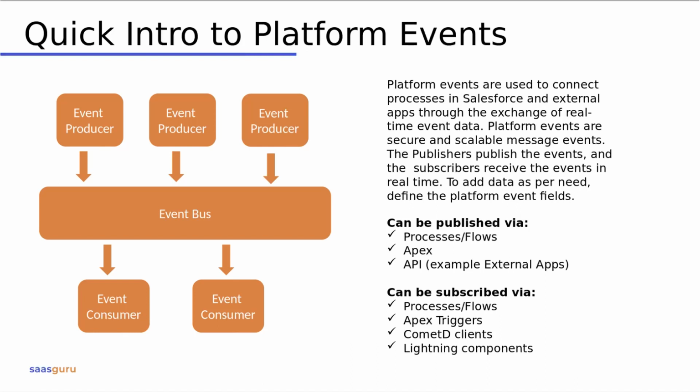So when they publish it or subscribe to it, they use CometD. Even through APIs, they can create platform events. That is possible because, as I said, a platform event is created in a similar way to a custom object. So through APIs, they can create records of the platform events in Salesforce, which will again create a platform event, and then whatever we have created to subscribe can also be a possibility.